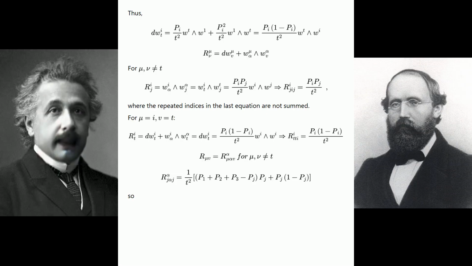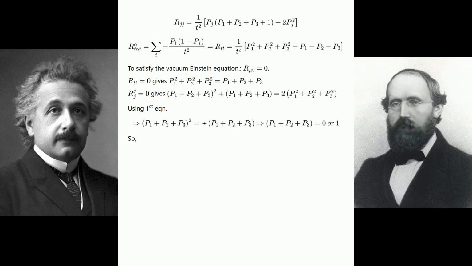For mu equals i, nu equals t, see the equations. So, see the following group of equations. To satisfy the vacuum Einstein equation, R_μν equals 0: R_tt equals 0 gives p1 squared plus p2 squared plus p3 squared equals p1 plus p2 plus p3.